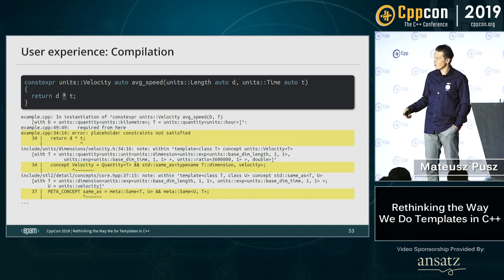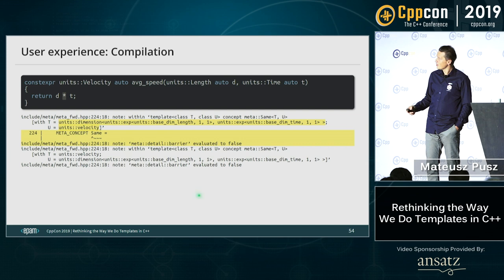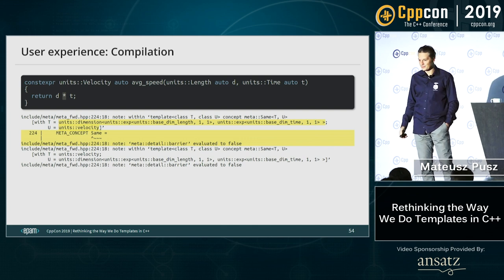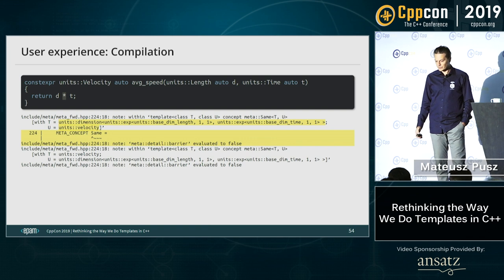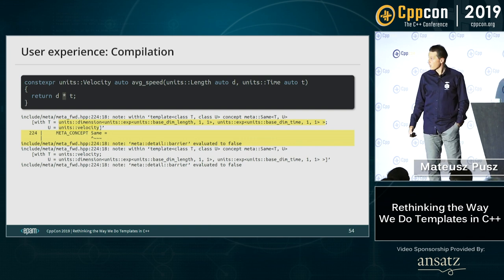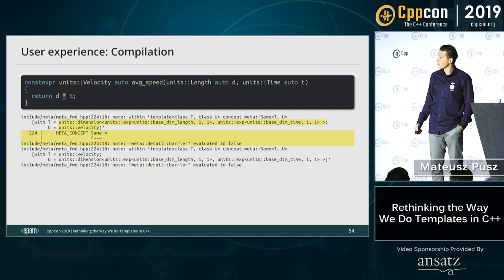If you want to make sure or understand why it's not velocity, you can go and see how it's constructed. So it says that this part, same as, has failed, and same as is implemented as same TU and same UT. And basically, there is information that U is velocity and T is that type, and they are not the same. Because it's expected that velocity would be minus one here, and then stochastic traits will make velocity from this. This is how concepts help with user experience.